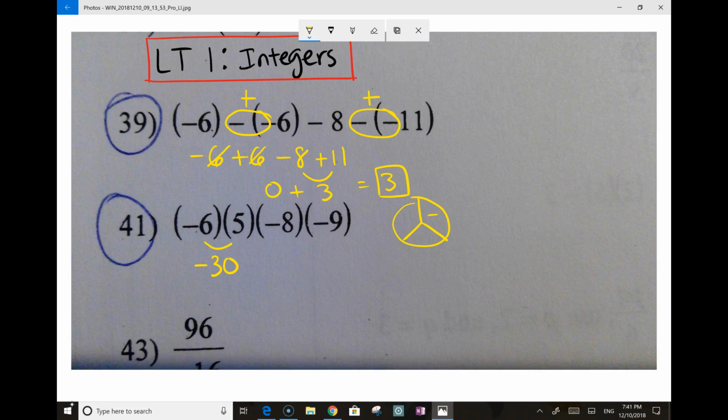Then I can proceed in one of 2 ways. I could either now multiply this by my negative 8, and then multiply that answer by negative 9, or I could multiply negative 8 by negative 9, and that would make 72, and then I could multiply that with my negative 30. There are many different ways to approach it from this point. Just know that when you multiply, order does not matter. What matters is the way you handle the signs of your integers.